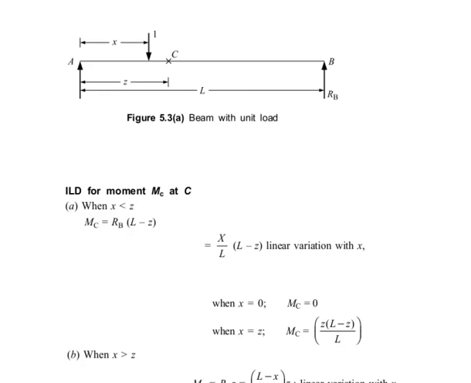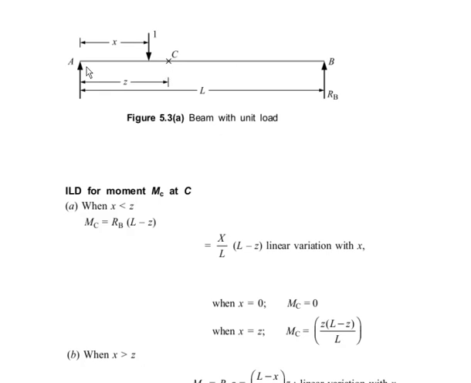Next we are going to draw the influence line diagram for bending moment at C for the simply supported beam. Again consider the same simply supported beam AB, and this is the point C, which is at a distance z from A. Our concentration is only the moment at C. We are going to draw the influence line diagram for moment at C.